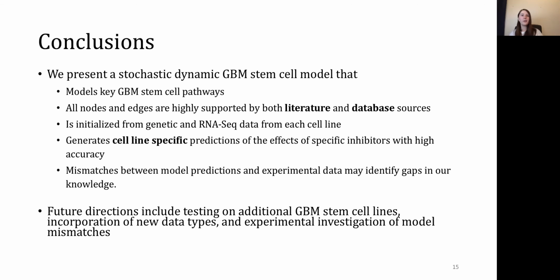And so in conclusion, we present a stochastic dynamic glioblastoma stem cell model that includes key pathways and proteins, is highly supported both by database and literature resources, is initialized on cell line specific data, and is highly predictive. In 90% of cases it can predict both direction and magnitude of change induced by kinase inhibition, and it is able to explain treatment susceptibility between cell lines.